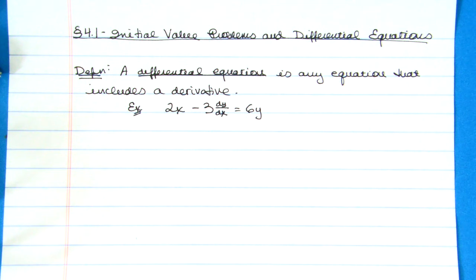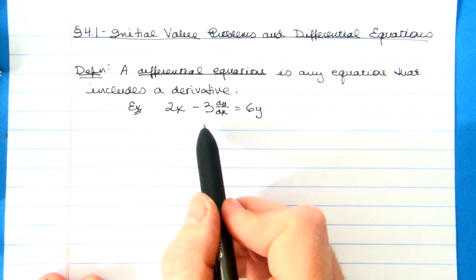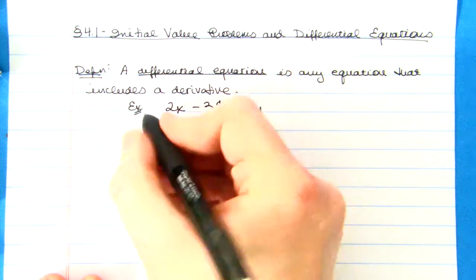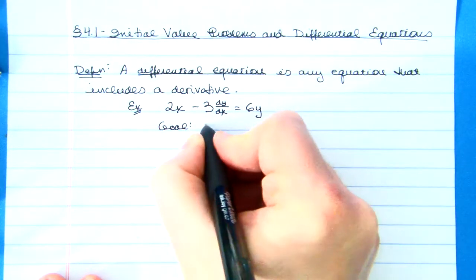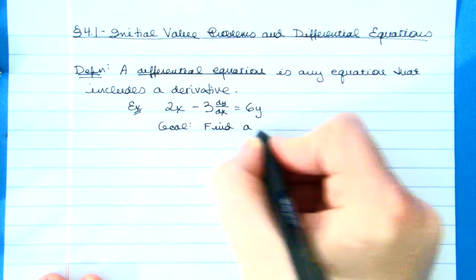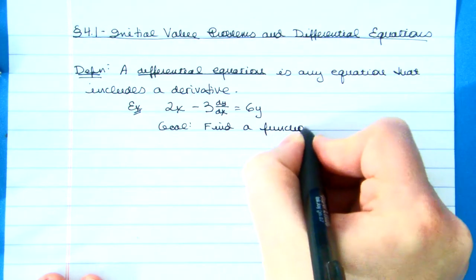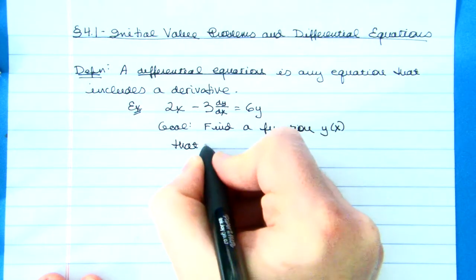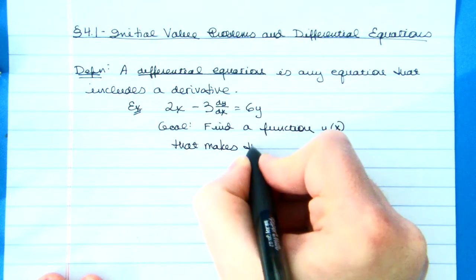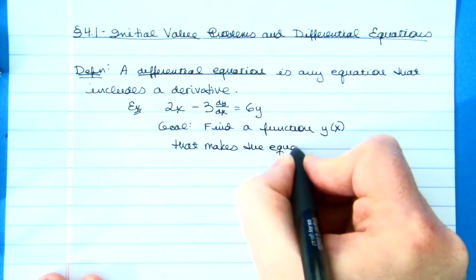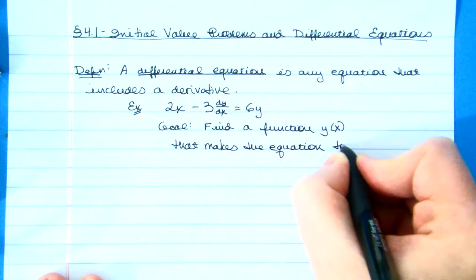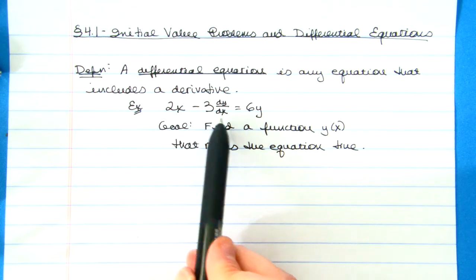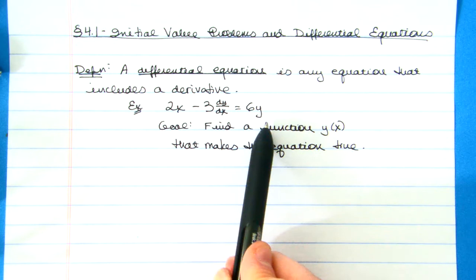The goal of solving a differential equation means finding a particular function, y of x, that would make the equation true. So I want to find a function. If I do 2x minus 3 times the derivative of my function, I get 6 times that function.